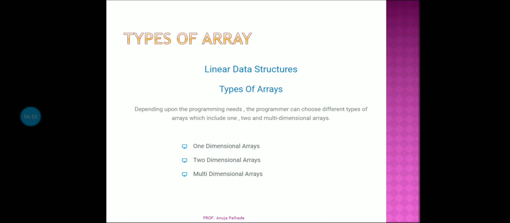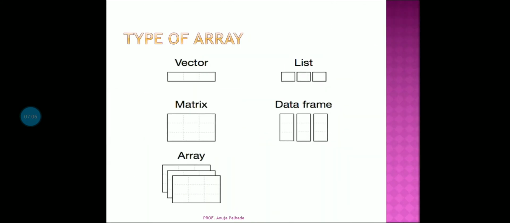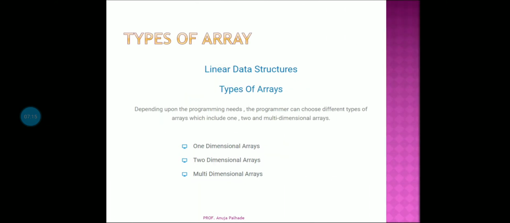So for a linear data structure, depending upon the programming needs, the programmer can choose different types of array. Whatever your need, if your need is this kind of array, you can use this kind of array. If your need is rows and columns, you can implement this matrix type of array. So depending upon the programmer's choice, the programmer can choose different types of array, which includes 1, 2 or multi-dimensional array. So these are the 3 important types: 1-dimensional, 2-dimensional and multi-dimensional array.